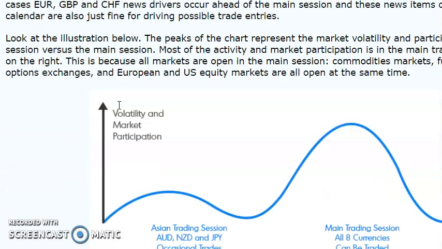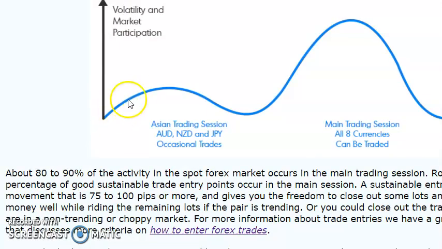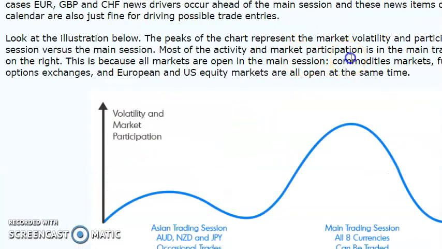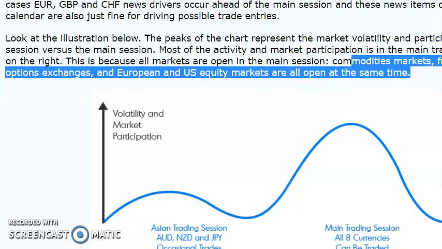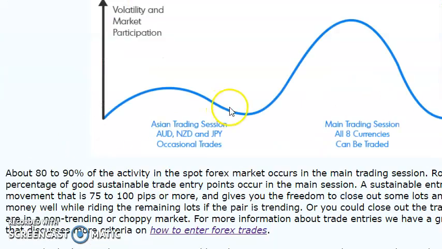So remember, in the Asian session, certain markets are open and you have less market volatility and participation. But in the main trading session, everything is open. The commodities markets, the futures markets, all the major stock exchanges are all open at the same time. So you have a massive amount of volatility and market participation. That's why it's called the main trading session. So since there's so much volatility and market participation, you can trade all 8 currencies during this time frame.